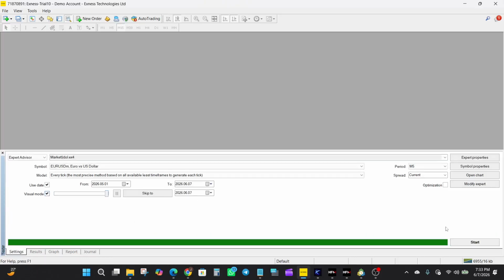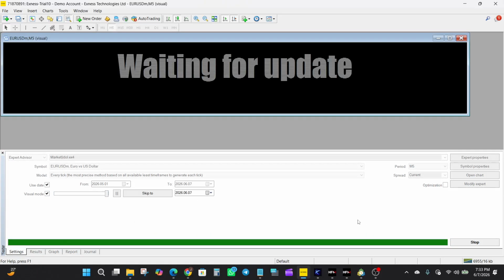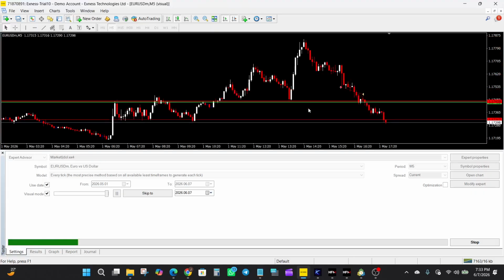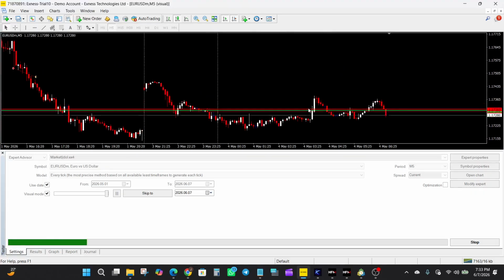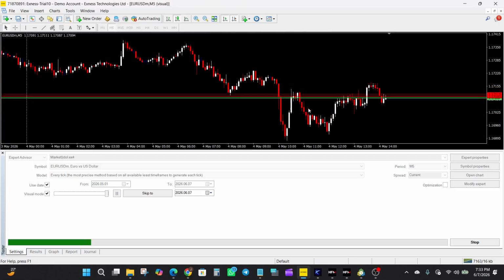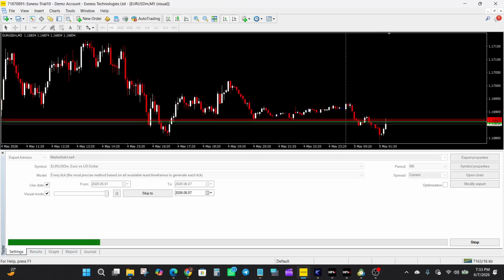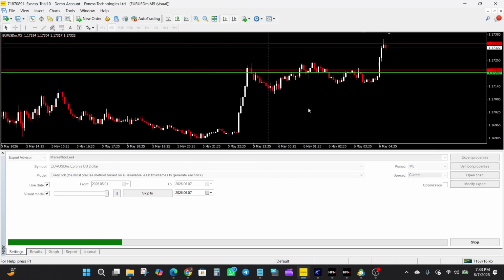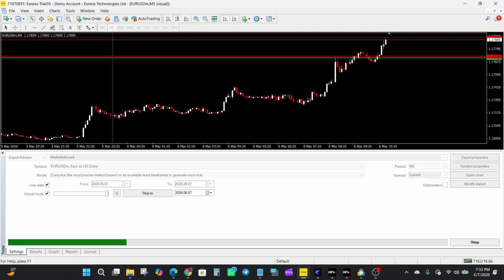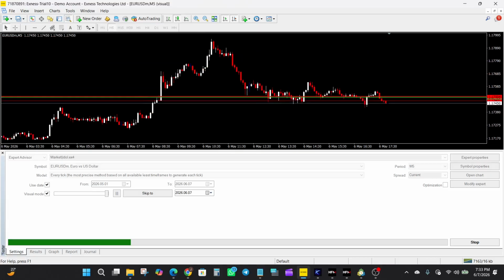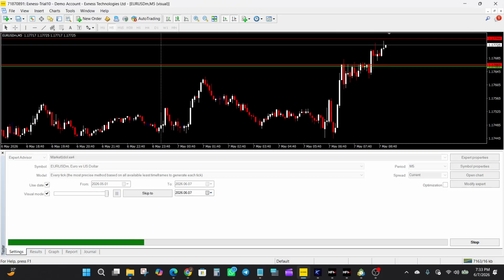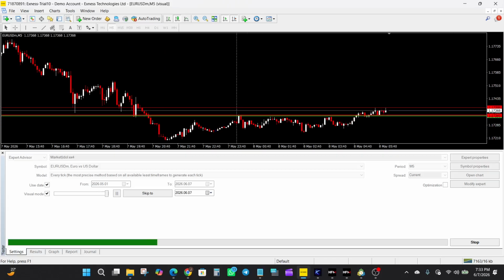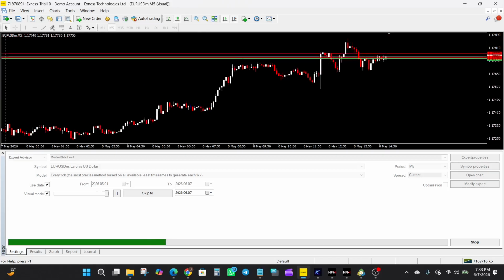Now let's just quickly turn on the visual mode so that we can see the EA in action. All right, so from what is visible, the strategy behavior aligns with the structured trend following scalping approach. The system appears to focus on identifying directional bias and then capturing shorter movements within that trend environment rather than holding long-term positions. The trade management looks relatively controlled, with exits influenced by trailing logic and predefined levels rather than purely fixed holding durations. That suggests the EA is actively reacting to price movement during each cycle.